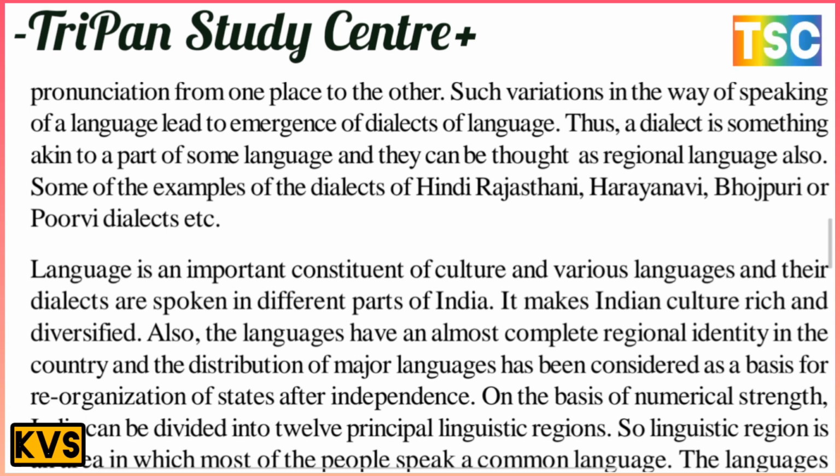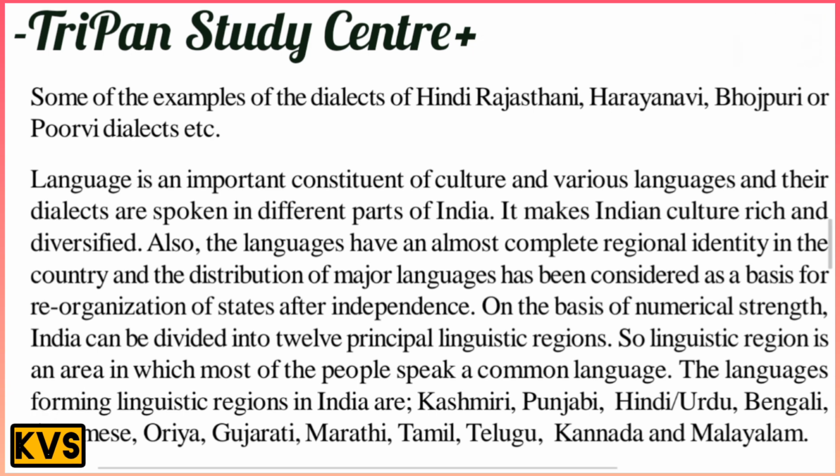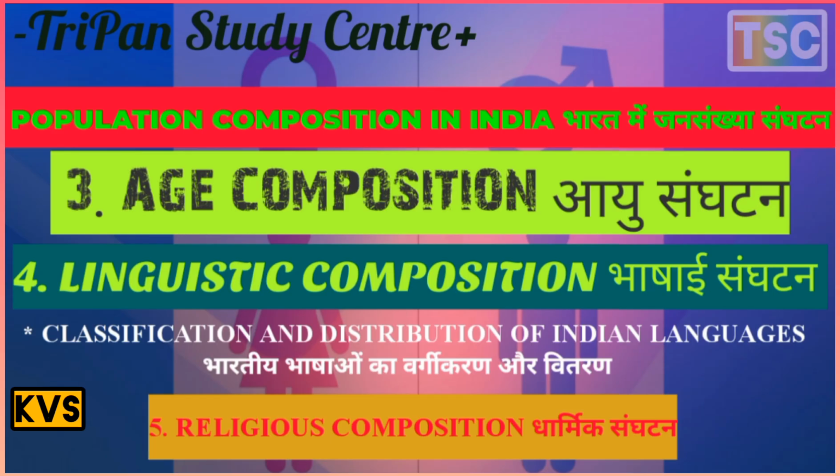These regions are areas where most people speak a common language. The common language is the most important here. The languages forming the linguistic regions in India are Kashmiri, Punjabi, Hindi, Urdu, Bengali, Assamese, Oriya, Gujarati, Marathi, Tamil, Telugu, Kannada and Malayalam. These are the most important languages for the linguistic region areas here. And next is the classification and distribution of Indian languages.